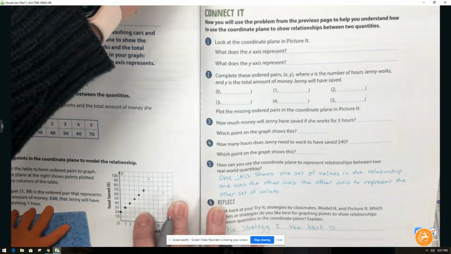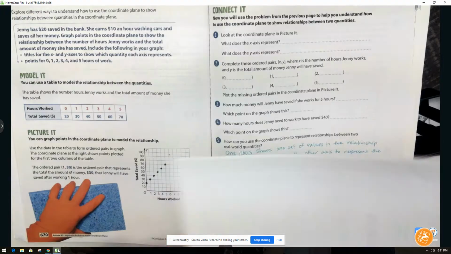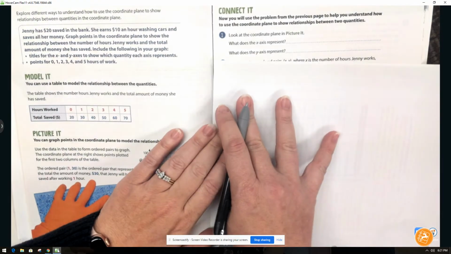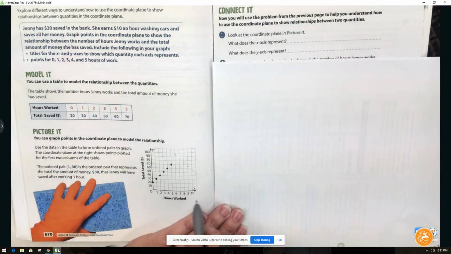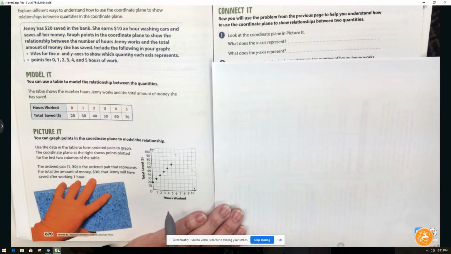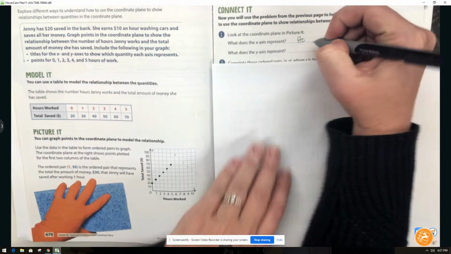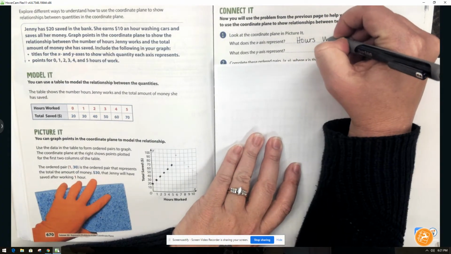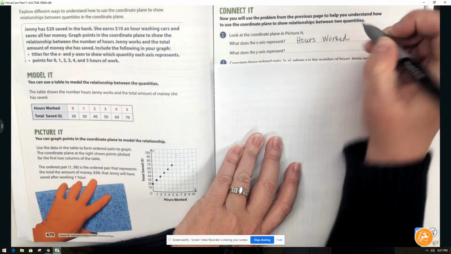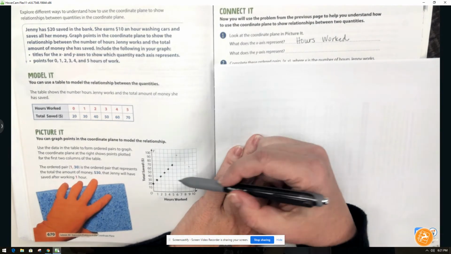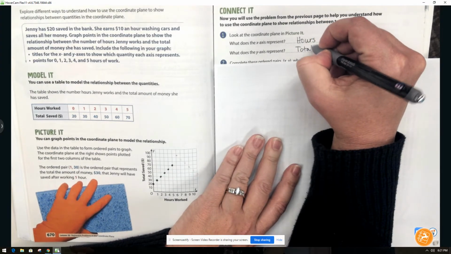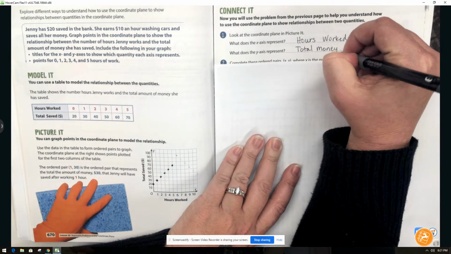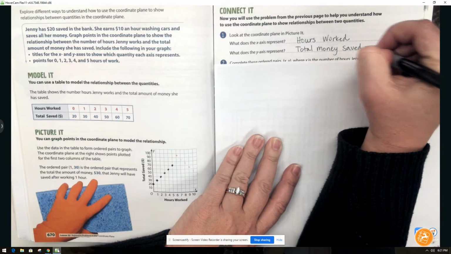So let's go ahead and go over to the Connect It page. All right, so looking at the coordinate plane and picture, what does the x-axis represent? It represents the hours worked. What does the y-axis represent? It represents the total money saved by Jenny.